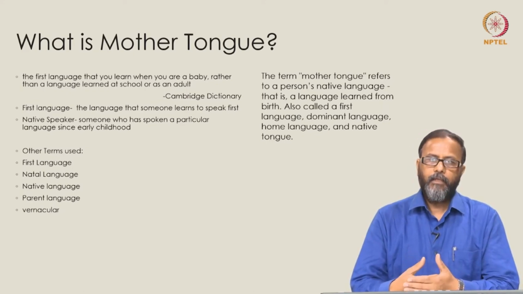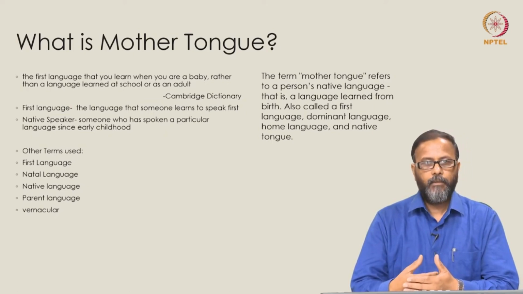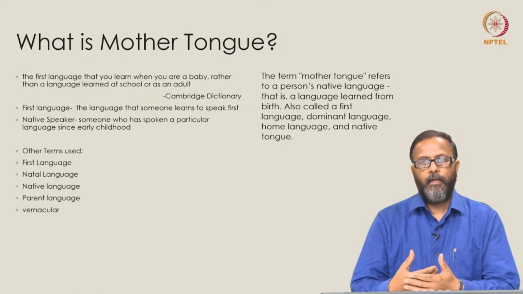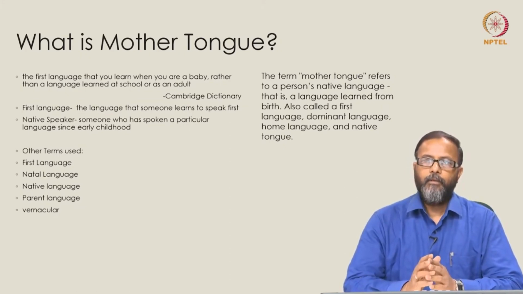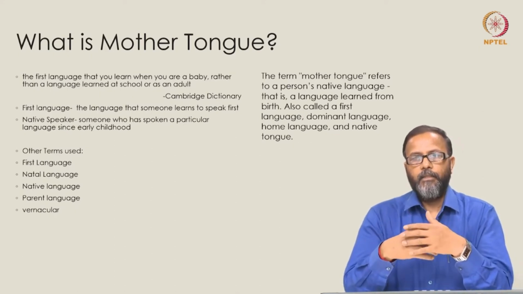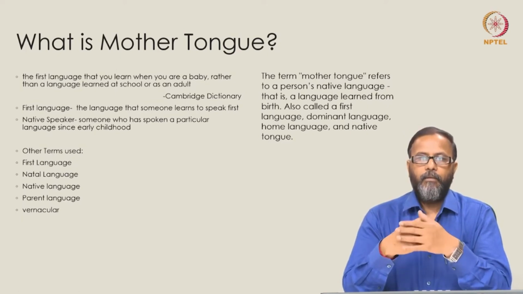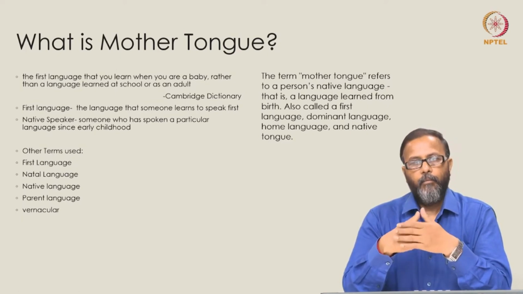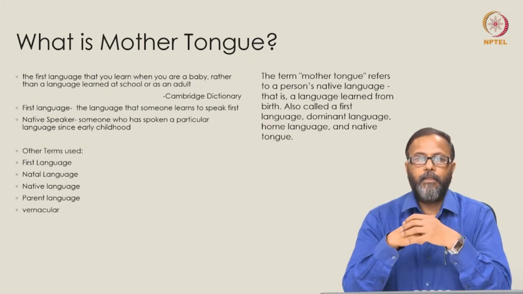It has various designations like first language, natal language, native language, parent language, or vernacular. But one thing is for sure, that we start our linguistic journey with our mother tongue, first language, and then by and by we may acquire more languages. You can have second language, third language, fourth language. People are polyglots who speak many languages.